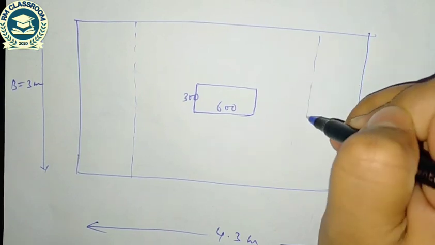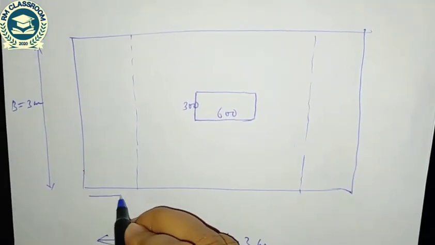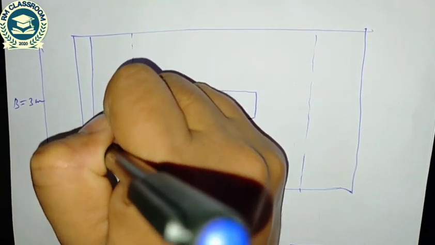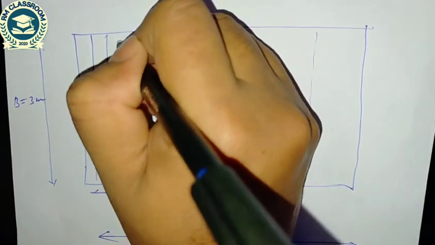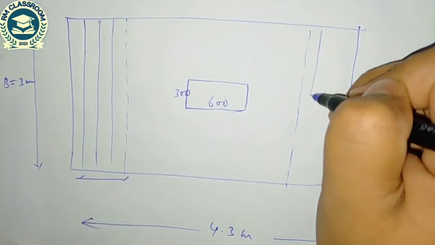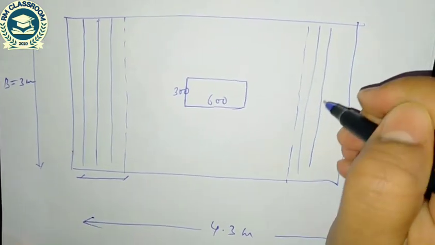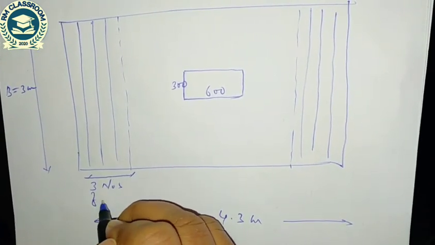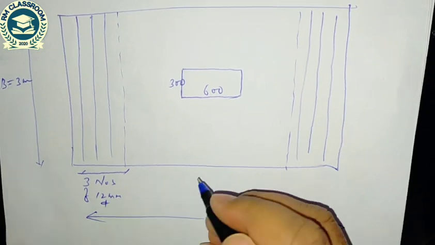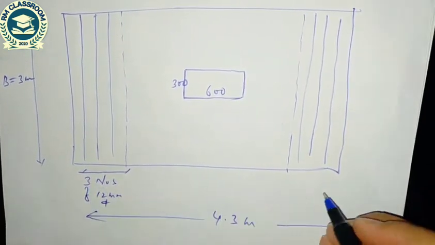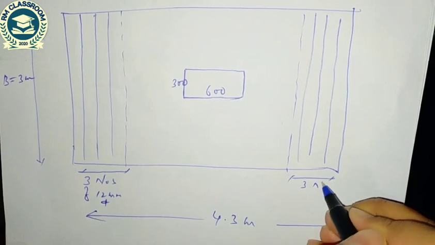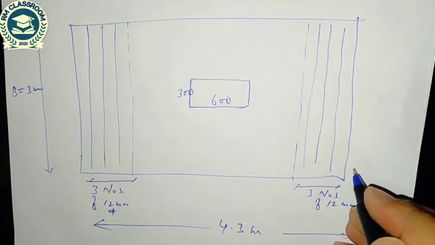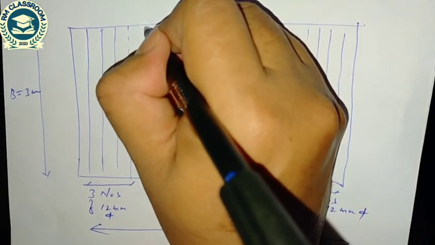This is side band. So side band is 3 number of bars. Here is also 3 number of bars. Three numbers of 12 mm phi. And in the central band, this is the side band. Similarly, here is also 3 numbers of 12 mm phi. And in the side band, this is the central band.